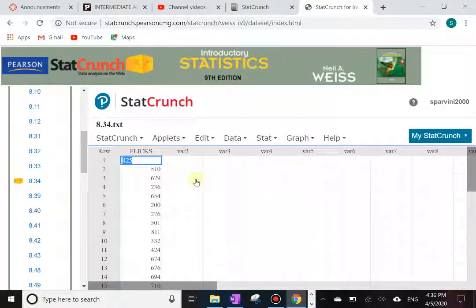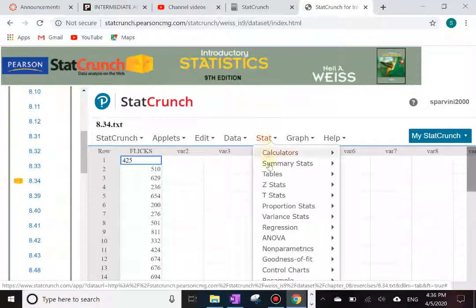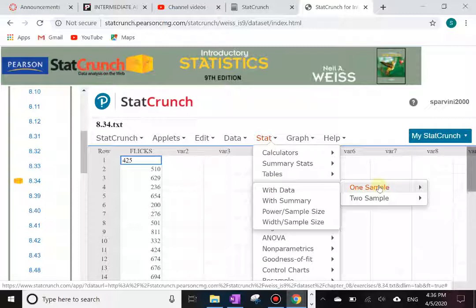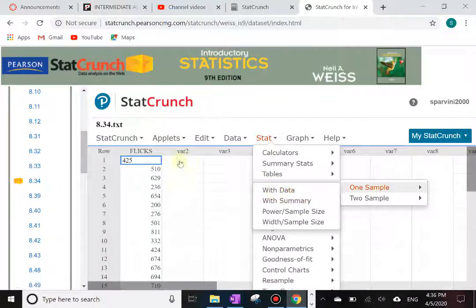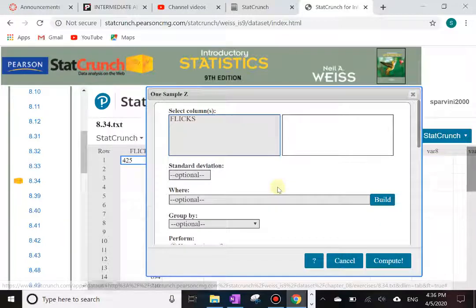Now, in order to do what we just did, that is a confidence interval for one population mean, we're going to go to Stat, right in here. We're going to go to Z stats, and we're going to go to One Sample. Now here, because we have the data right in here, you see we have the raw scores, so I'm going to choose the option with data. Sometimes we don't have the data. They'll give us the mean, the sample size, the deviation. Then we use the other option, the summary option. But for now, I'm going to choose the data.